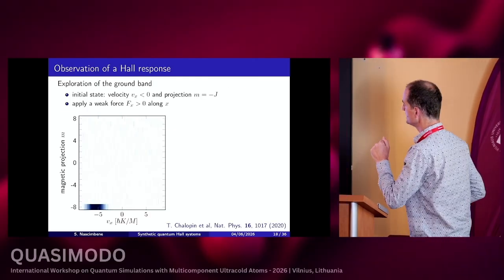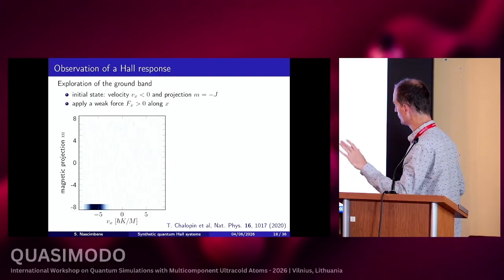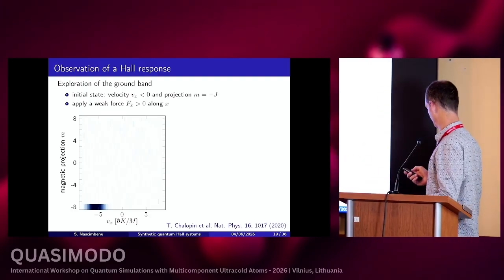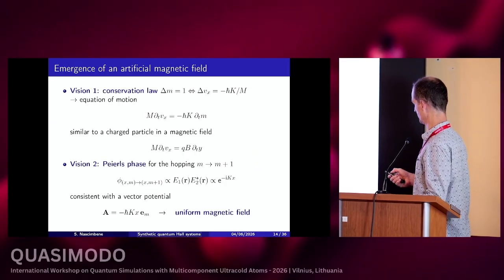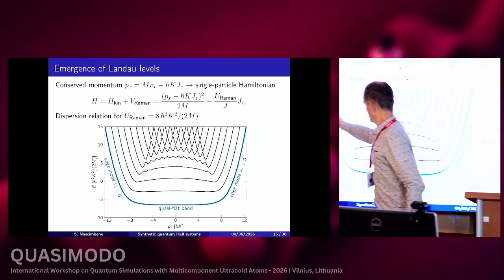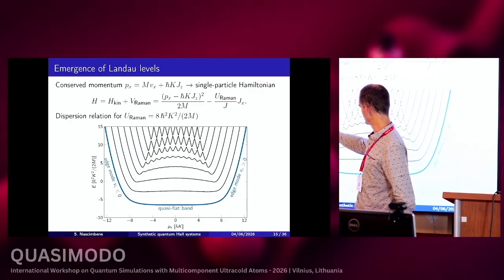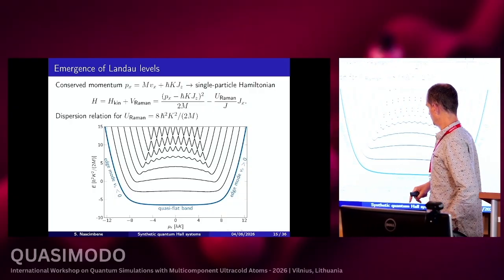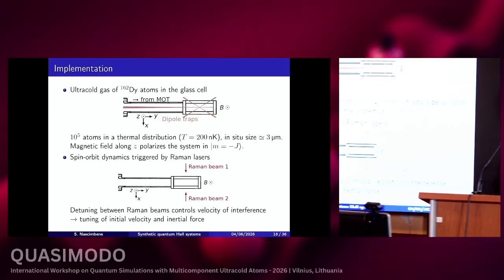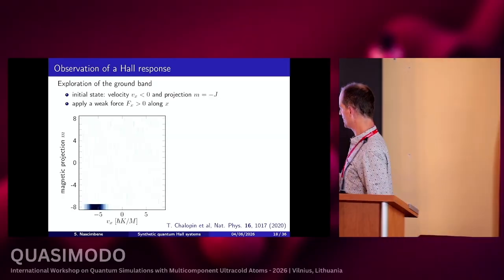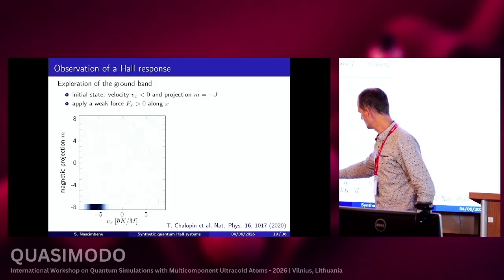And so I will show you this spin-resolved velocity distribution when we go across the ground band of the system. So if I go back to the dispersion relation, we start here. So the system is polarized in the spin m equals minus 8, with a negative velocity. And then we apply a force to adiabatically follow the ground band. So on this graph, the x-axis is the velocity, the y-axis is the magnetic projection. So we start, as I said, in minus 8, negative velocity.